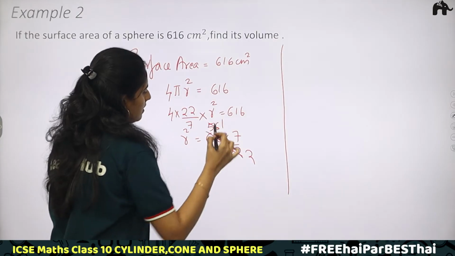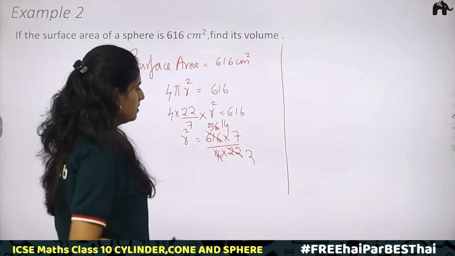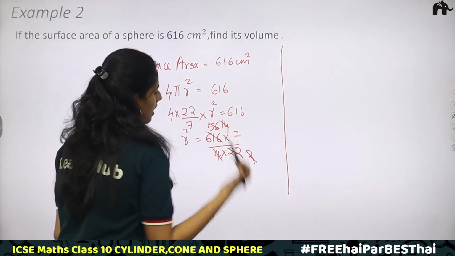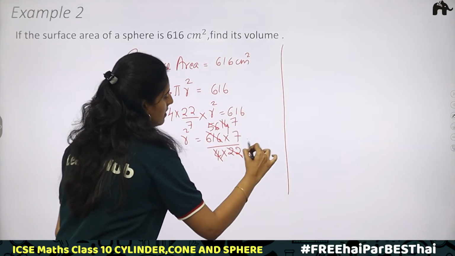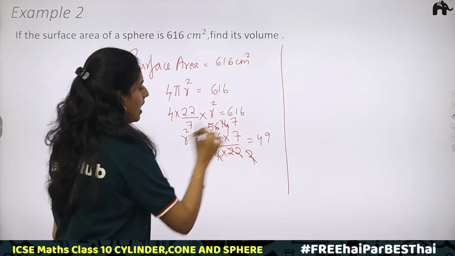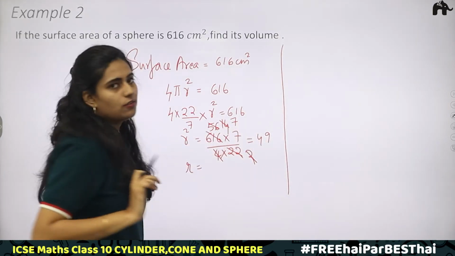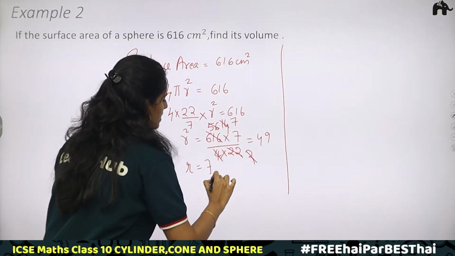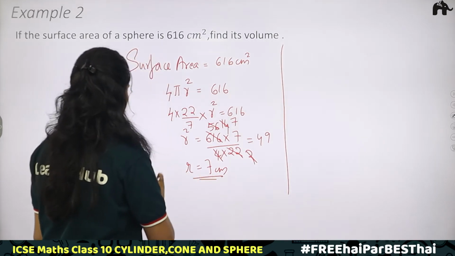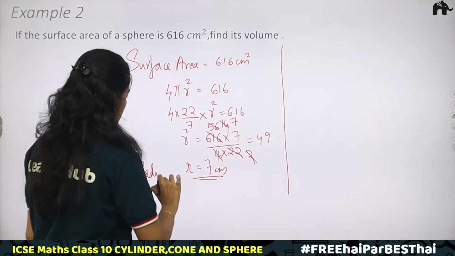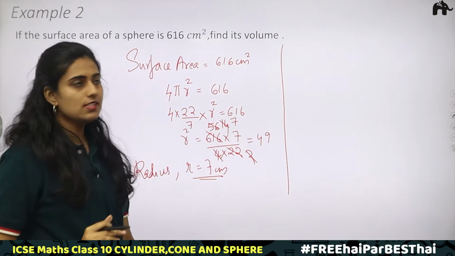We get 14. 2 and 14 cancelled. We get 7. 7 into 7, 49. R square is 49. Then what is radius? Radius will be the square root of 49, which is 7 centimeter. We got radius R is equal to 7 centimeter.